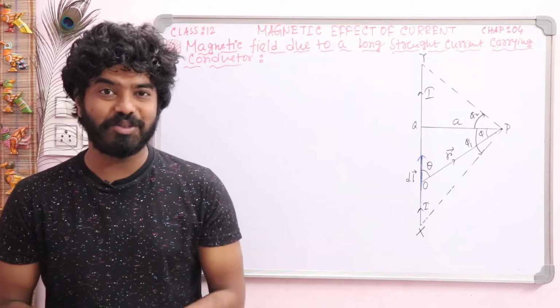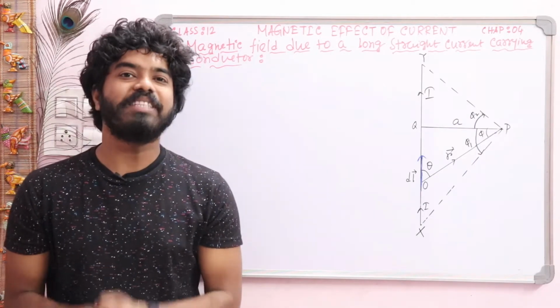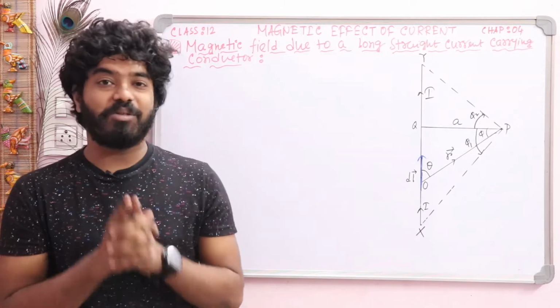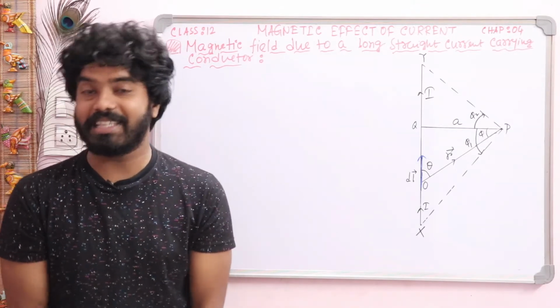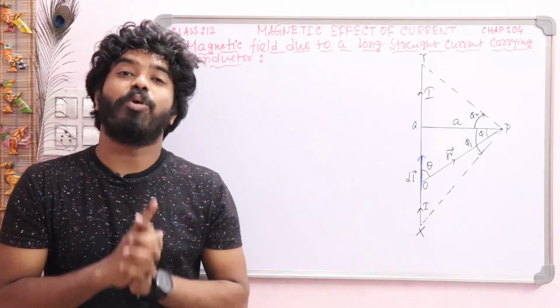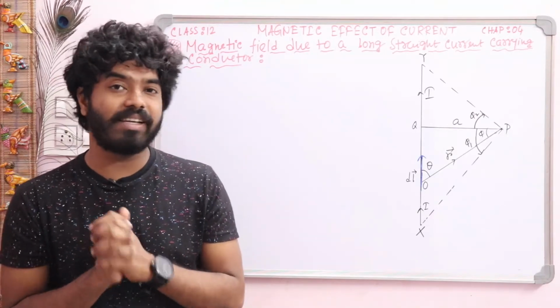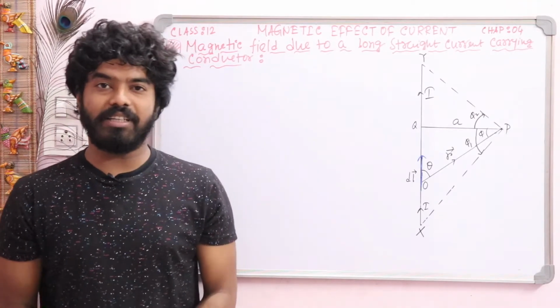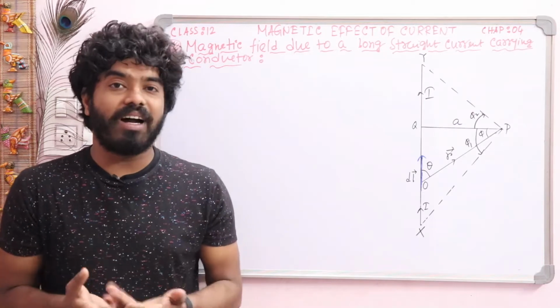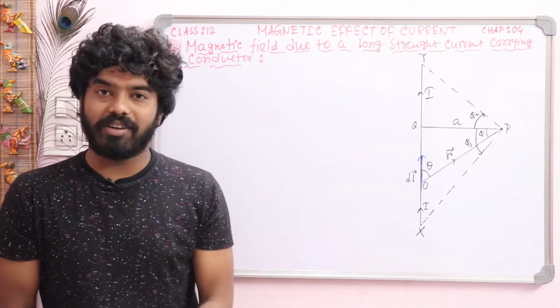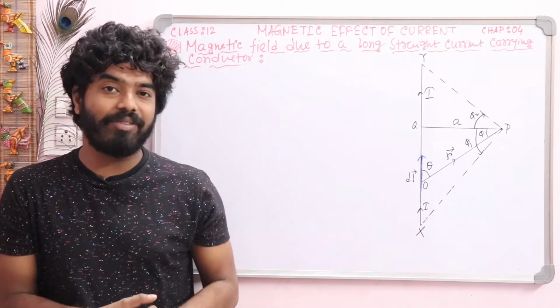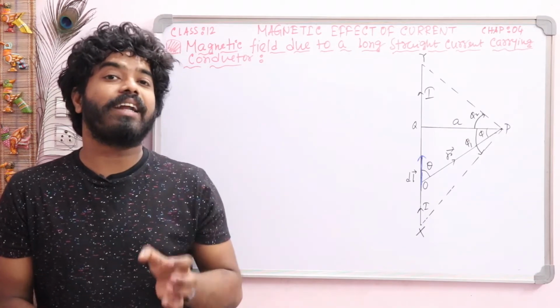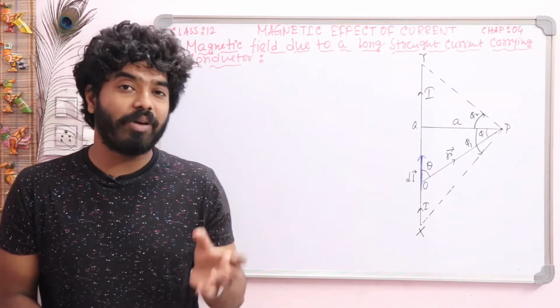So students, all of you know we are on the chapter named magnetic effect of current, and we just completed one lecture, the introduction part. What did we learn in the last lecture? In the last lecture, we learned the Biot-Savart law, the expression of magnetic field for a current carrying wire, for a current carrying conductor.